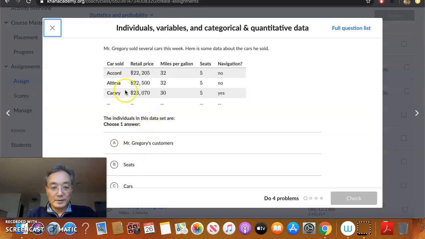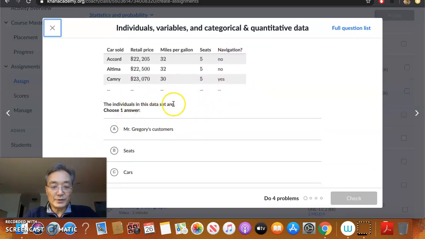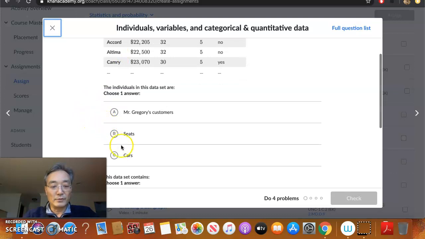Okay, so here it says Mr. Gregory sold several cars this week. Here is some data about the cars he sold. So we have the type of cars that he sold, the retail price, miles per gallon, number of seats, and navigation, yes or no. So here it says the individual in this data set are, so what does this data deal with? What is the main character in this data set? What are all these things relating to? Well, they're relating to the cars, the type of cars. So therefore we know it's got to be cars.